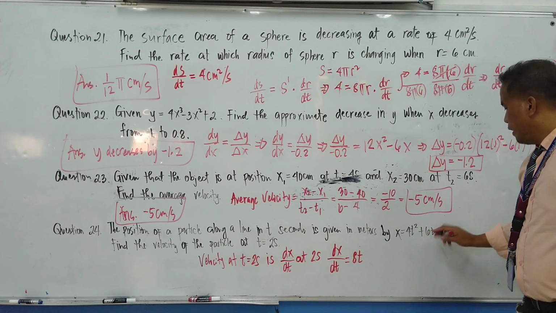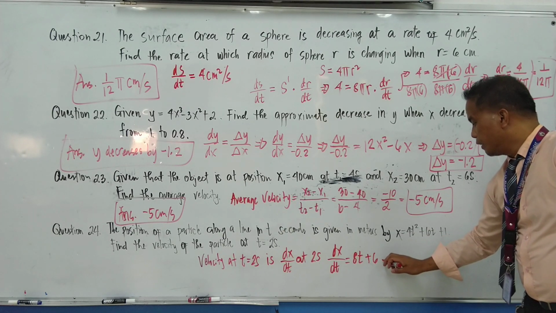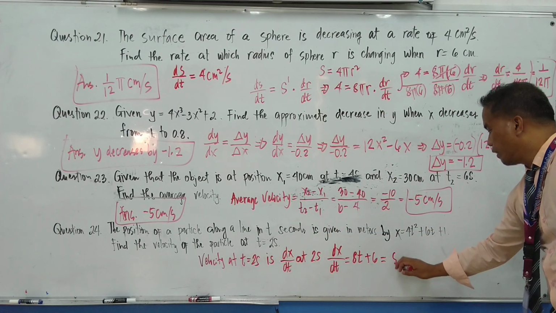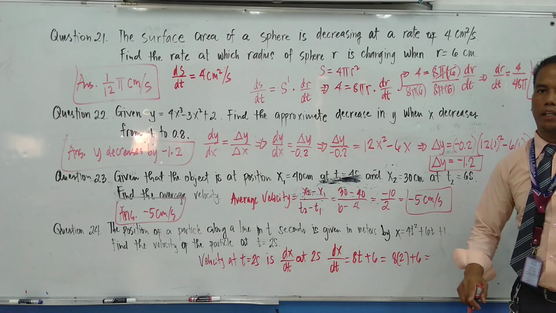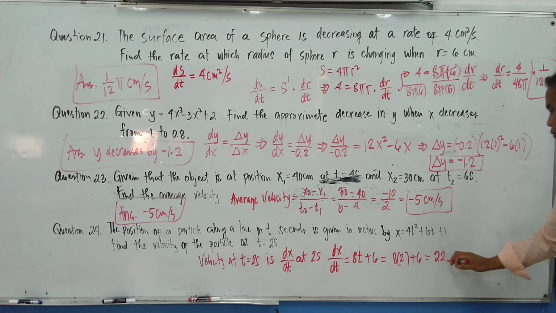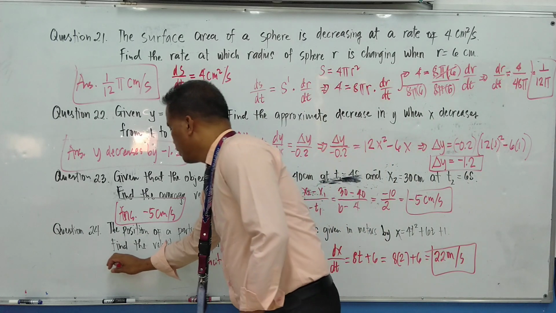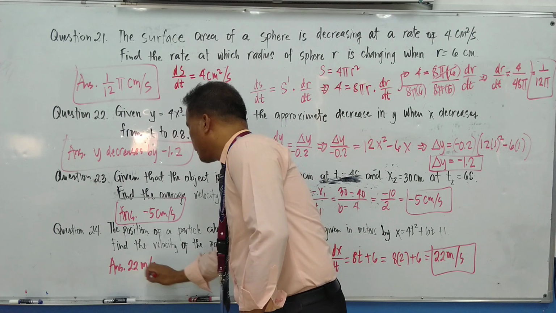so 8t. Then the exponent of this is 1, 1 times 6 equals 6, so plus 6. Then t equals 2, so substitute 2 here, so 8 times 2 plus 6. 8 times 2 is 16, 16 plus 6 is 22. So we have now 22 meters per second. So this is now the answer for number 24. So the answer here will be 22 meters per second.